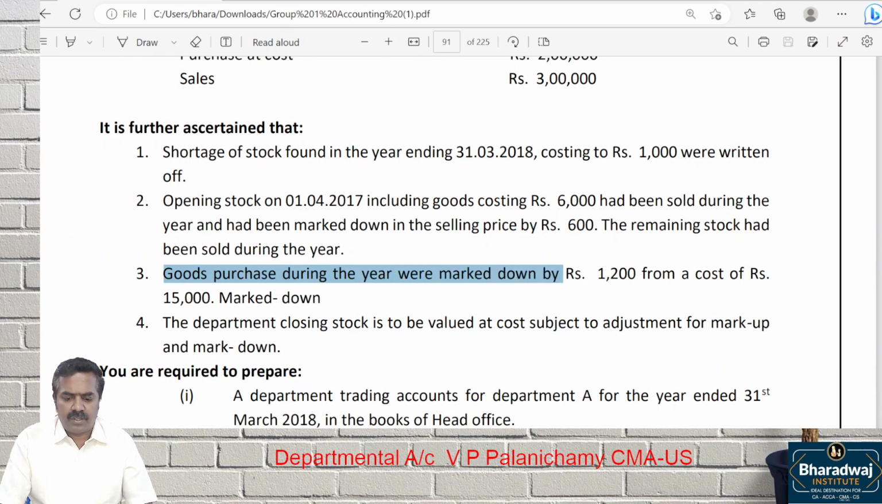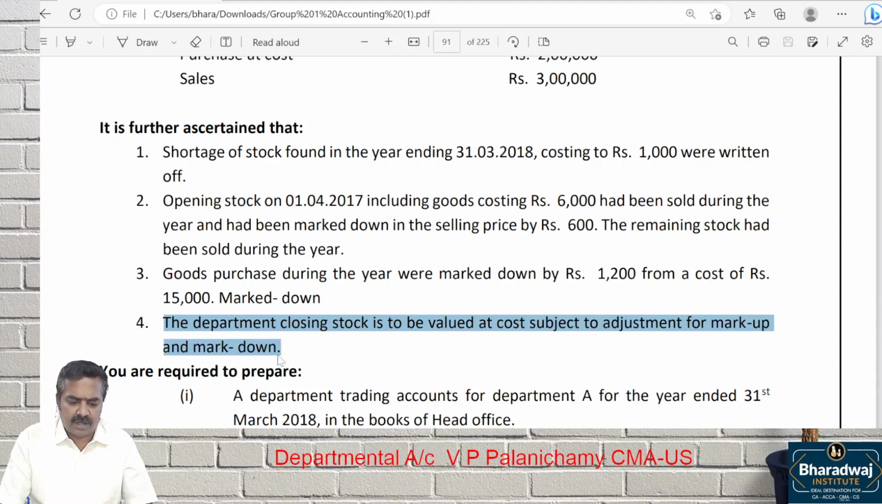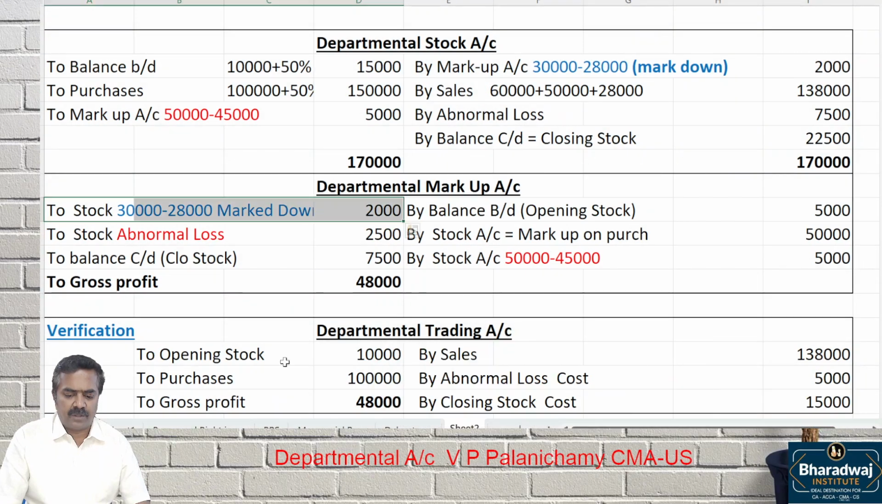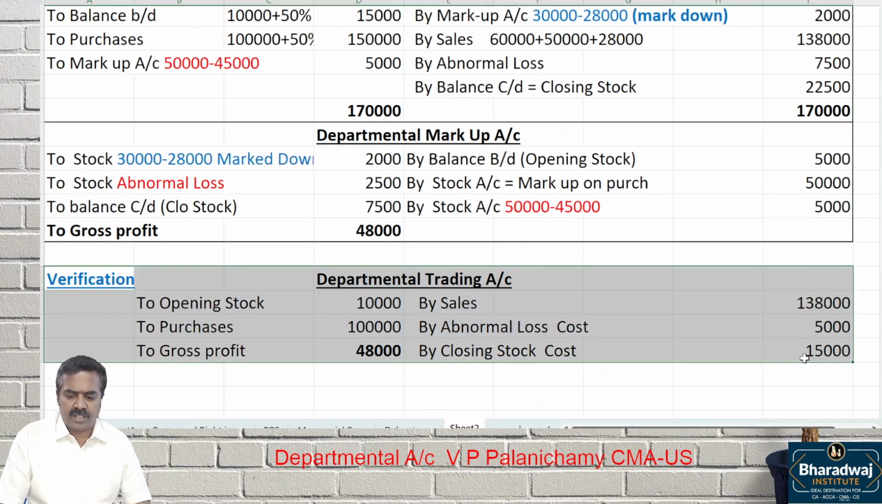Goods purchased during the year was marked down by how much? 1,500 from the cost of 15,000 கொடுத்திருக்காங்க. Marked down. Okay. Departmental closing stocks to be valued at cost subject to the adjustment of markup and markdown. Okay. Prepare which account? Memorandum stock account. Memorandum which account? Markup account. Apart from that, they ask you to prepare which account? Trading account also. The third part that we used to verify, this trading account also they ask for.